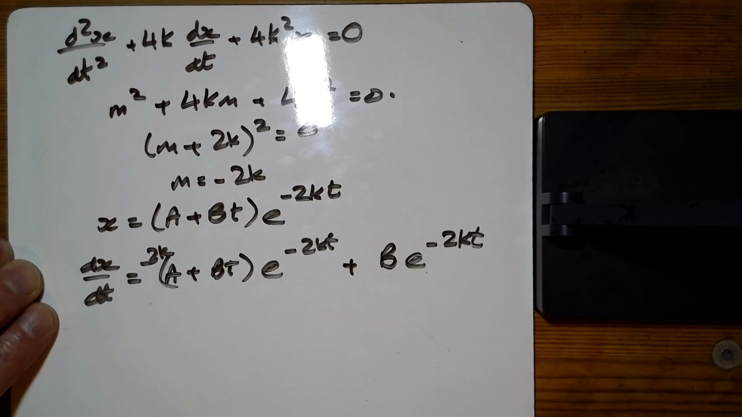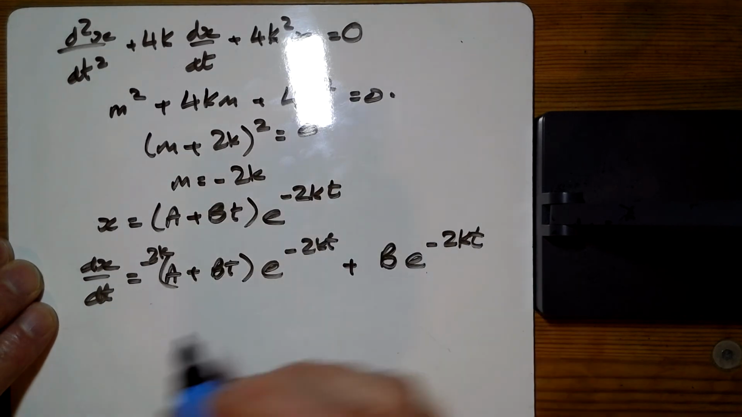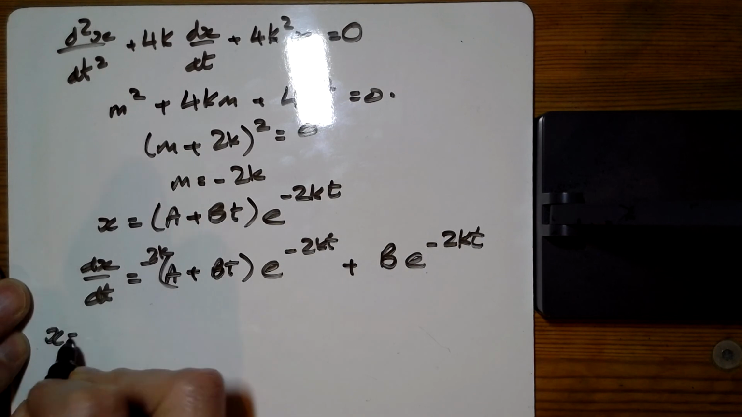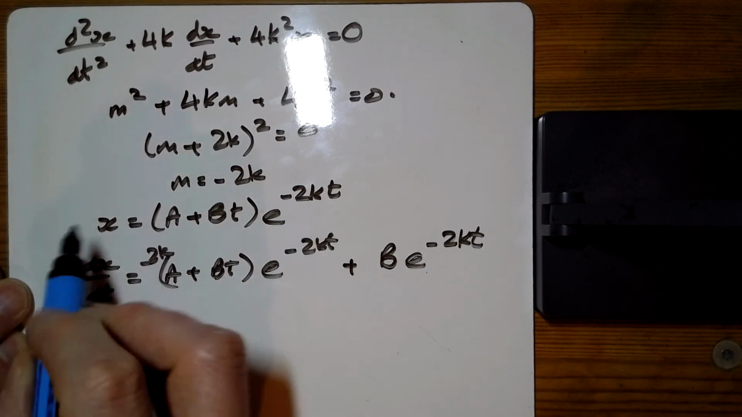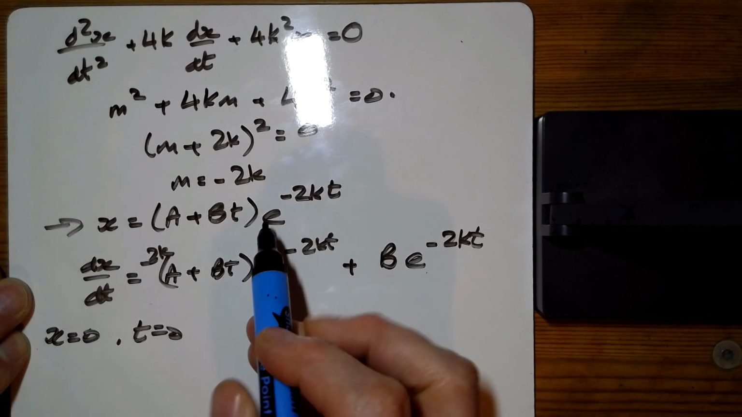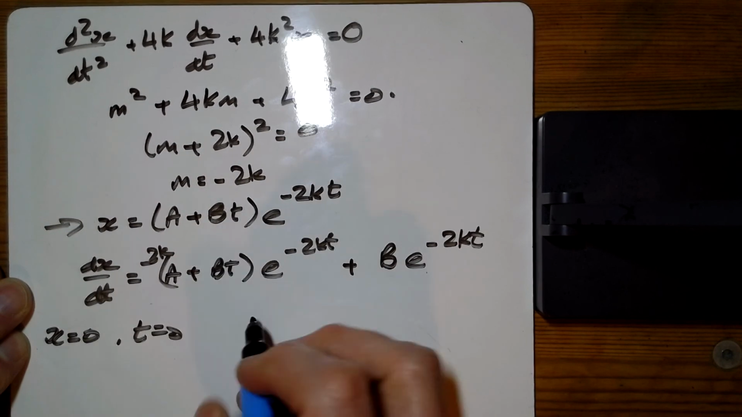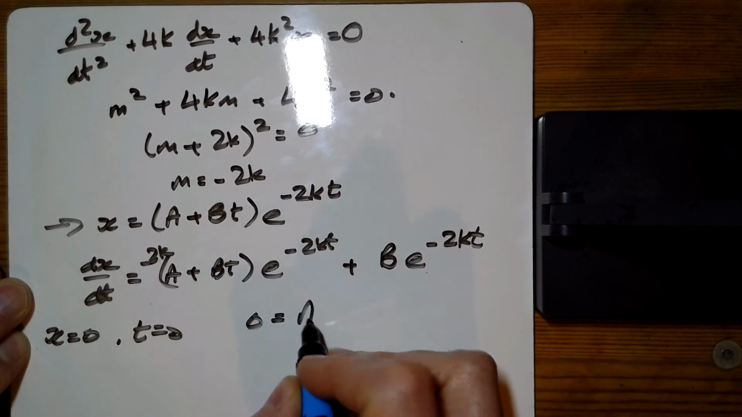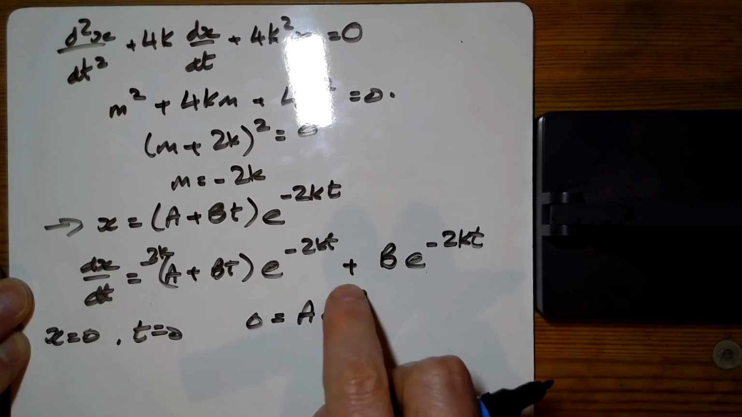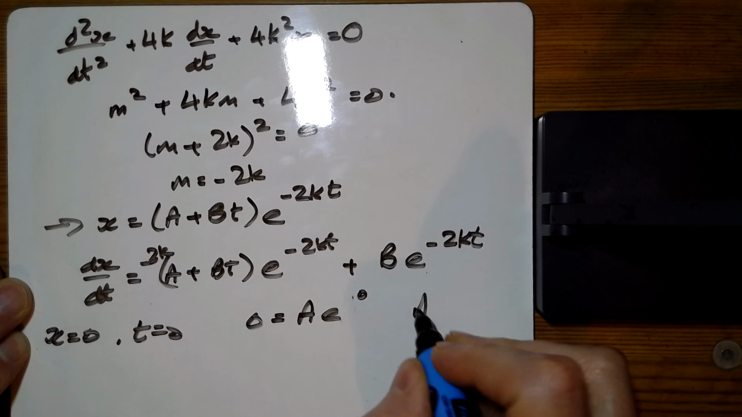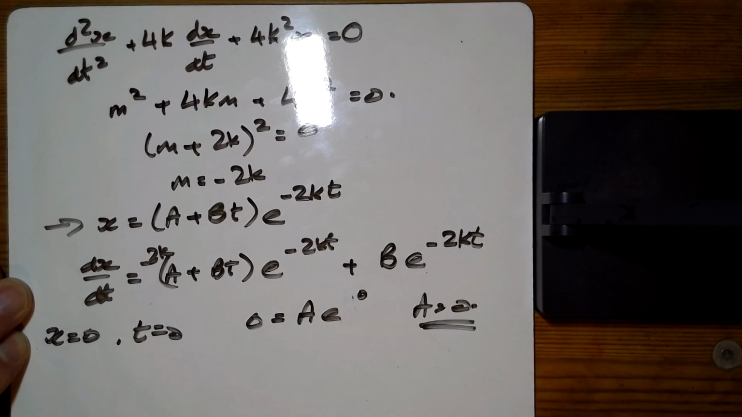And what have we got? We've been given at t equals 0, x equals 0. So putting that in that first one there, I've got 0 equals a e to the minus 2k times 0, so just a e to the 0. So here I'm getting a is equal to 0.